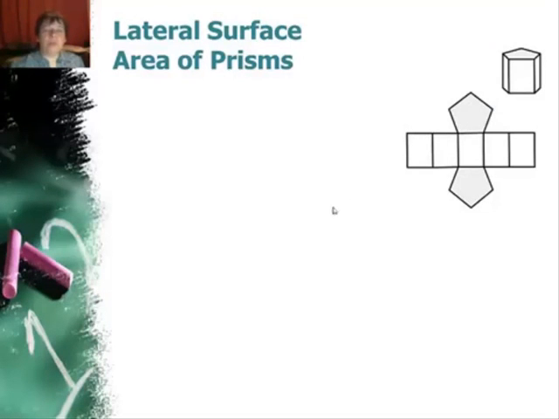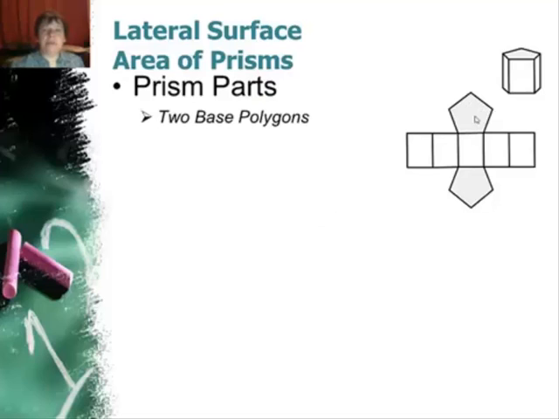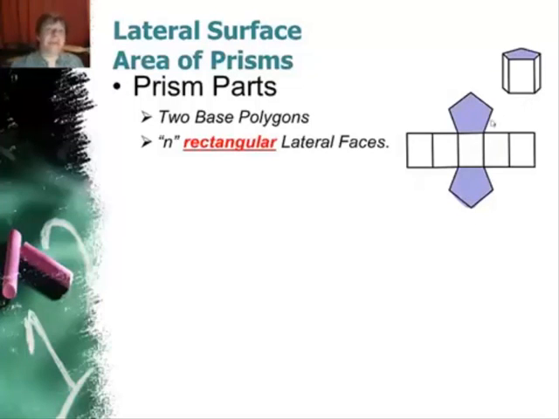For prisms, one thing we look at is that the prism has two base polygons. So you can see that this is a pentagonal prism on top. So there's two polygons. Here's one on top, one underneath that you can't see. Then it tends to have n rectangular lateral faces. Now, if it's a regular polygon, all of these will match. And if it's not regular, that means that all the sides don't match, then the faces might be different size rectangles. So here are the lateral surface of this pentagonal prism.